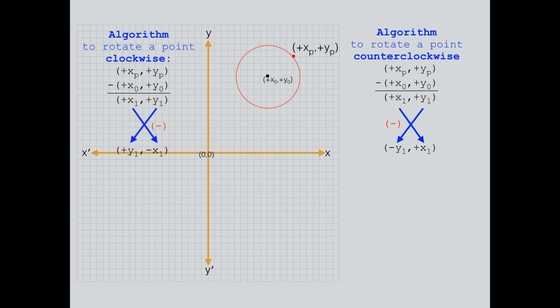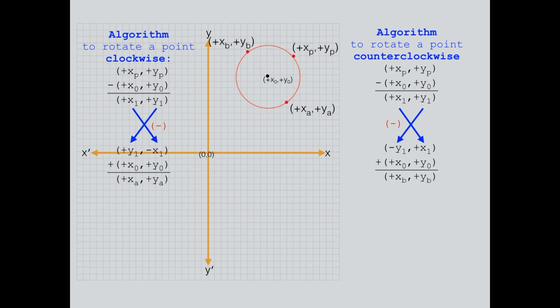And so what we need to do is add XO and YO back to our result. And we should finally get an XA value and a YA value from our clockwise algorithm, and an XB value and a YB value from our counterclockwise algorithm. So from our clockwise algorithm, we get that XA and YA, which is our final 90 degrees clockwise rotated point. And from the counterclockwise algorithm, we get XB and YB, which is the final point of our 90 degrees counterclockwise rotation.